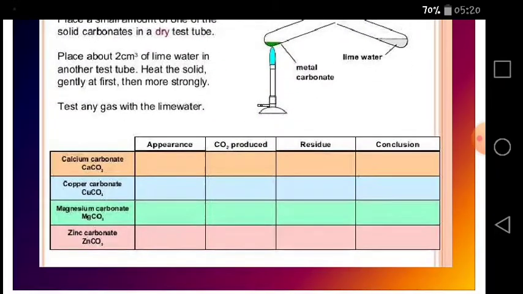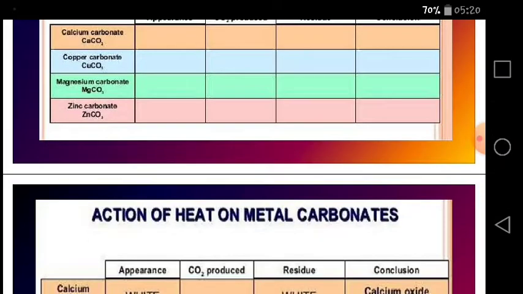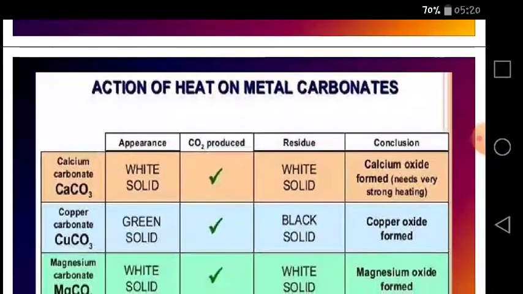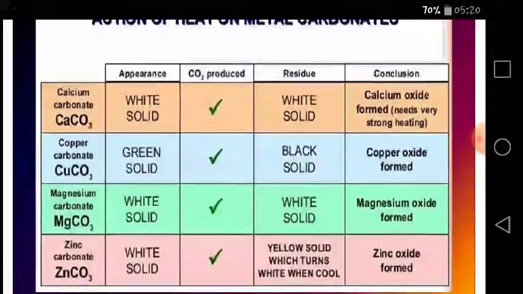For example, we are going to decompose calcium carbonate, copper carbonate, magnesium carbonate, and zinc carbonate. First of all, we have to note down the appearance, meaning the color of these salts. Then we have to check whether carbon dioxide is produced or not, and what is the color of the residue, whatever is left, and then we have to make the conclusion. This slide shows the results of these tests.